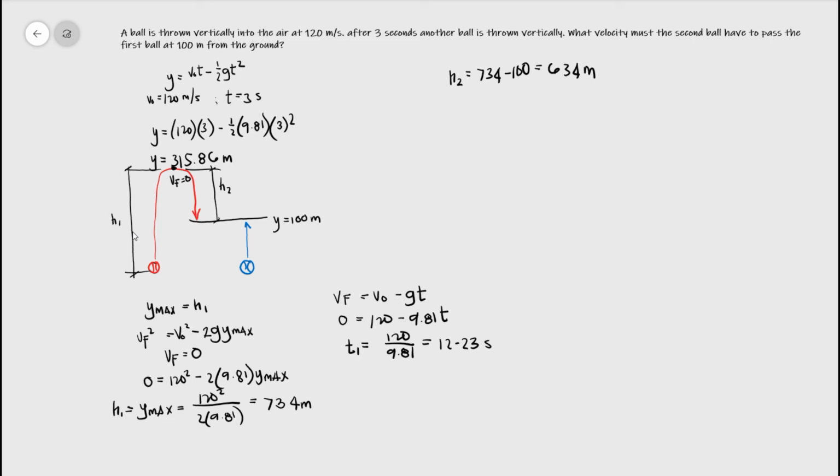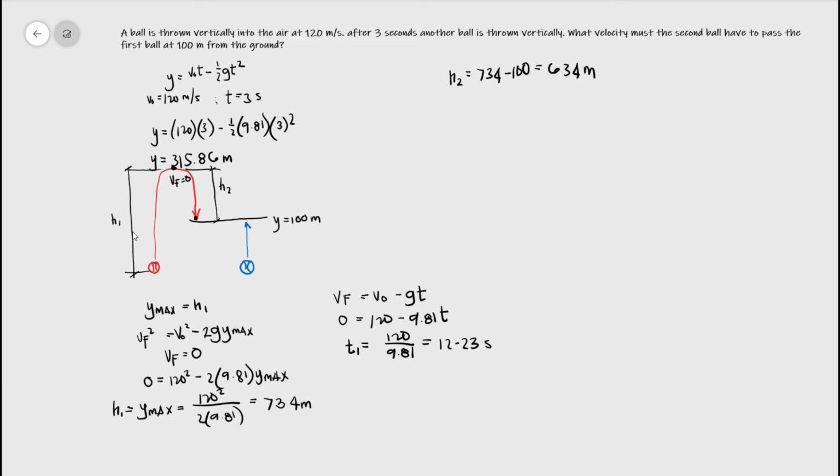Now for h sub 2, we need to get the time when the ball travels from this point down to this point, so that we can get the total time of ball 1 traveling to the highest point and going downward to this point.